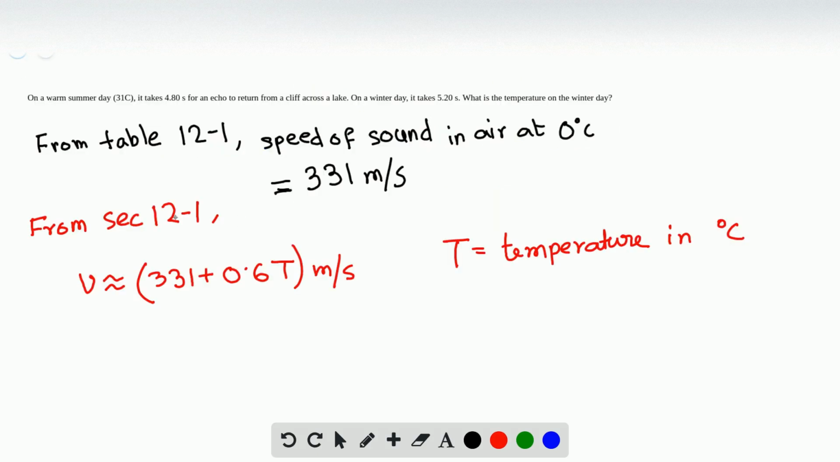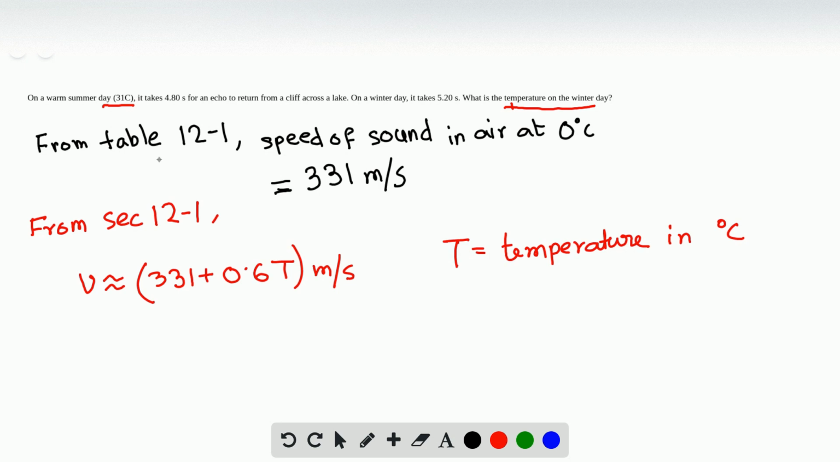Okay, so we have two different conditions. One is a warm summer day, and the other is a winter day. At different temperatures, the sound wave takes different times to reach us. So our job is to find the temperature on the winter day. The temperature on the summer day is given, which is 31 degrees Celsius.